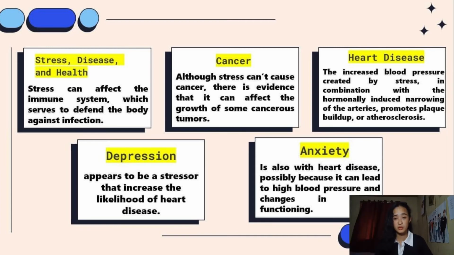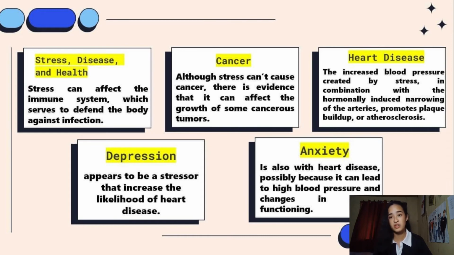Let us now move on to depression. Depression appears to be a stressor that increases the likelihood of heart disease. Depressed people have a faster heartbeat when at rest. They also tend to have high blood pressure, and those who have an episode of depression have a higher risk of developing heart problems. Once having had a heart attack, depressed people are more likely to have further health problems. If depression is treated, these stress-related responses subside and heart rate and blood pressure decrease.